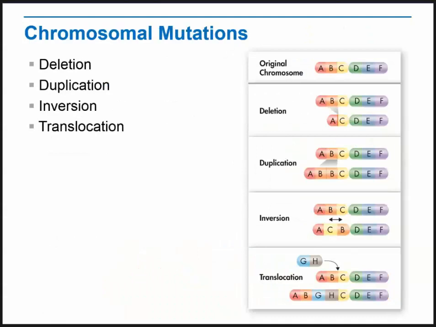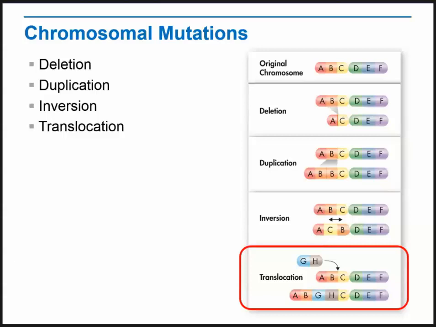Sometimes a mutation affects an entire chromosome. Chromosomal mutations can change the location of genes on chromosomes and can even change the number of copies of some genes. There are four types of chromosomal mutations. In deletion, a portion of the chromosome is removed. In duplication, an additional region of the chromosome occurs. In inversion, regions of the chromosome switch places. In translocation, regions of chromosomes may switch from one chromosome to another.